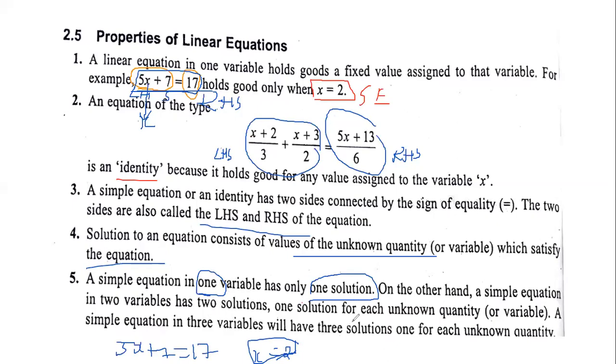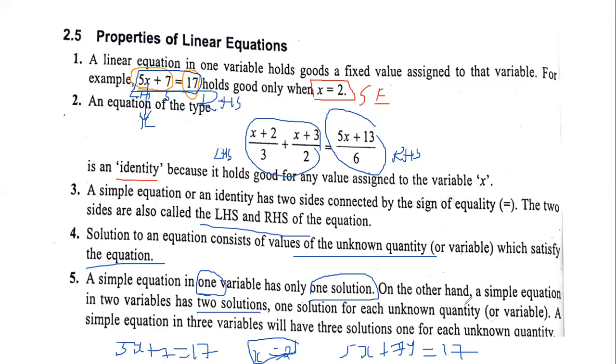Clear? On the other hand, a simple equation in two variables has two solutions. So if at all you have 5x plus 7y is equal to 17, same equation I have taken.